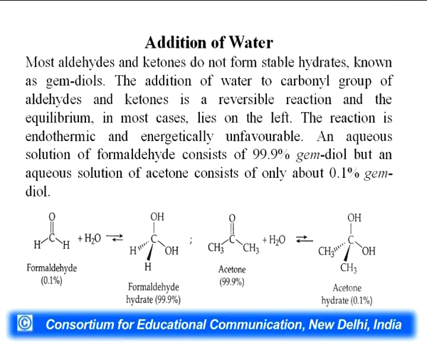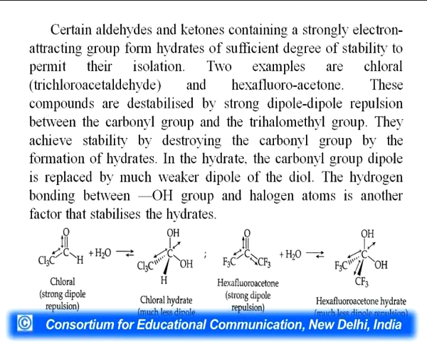An aqueous solution of formaldehyde consists of 99.9% diol, but acetone consists of only 0.1% gem diol. You can see in the reaction that formaldehyde, when it reacts with water in nucleophilic addition, gives the hydrate in 99.9%, and acetone will give 0.1% only.